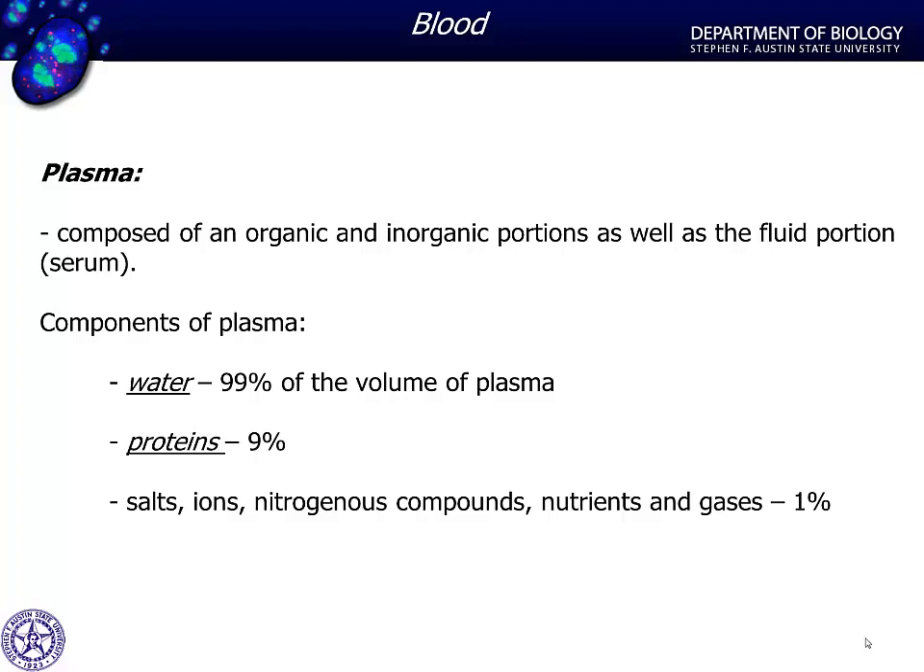So the plasma, just as a review, 99% of plasma is water. We also have the protein part. And again, this is going to be a fraction of that total volume, and that should be 1%, not 9%. But that protein portion, as well as the salts, ions, nitrogenous compounds, this is going to be a very small part of what we see for the total composition of the plasma.